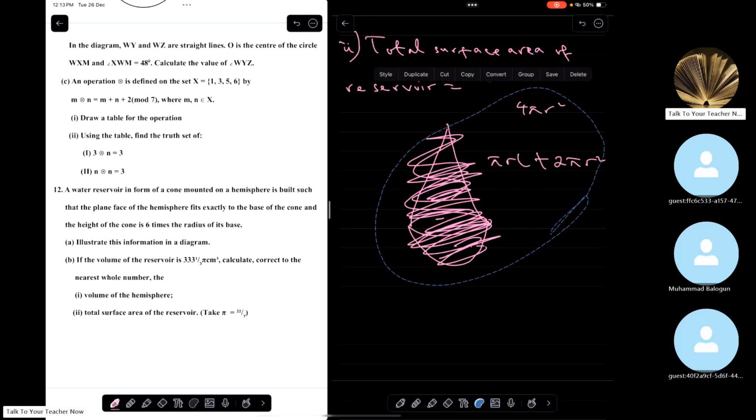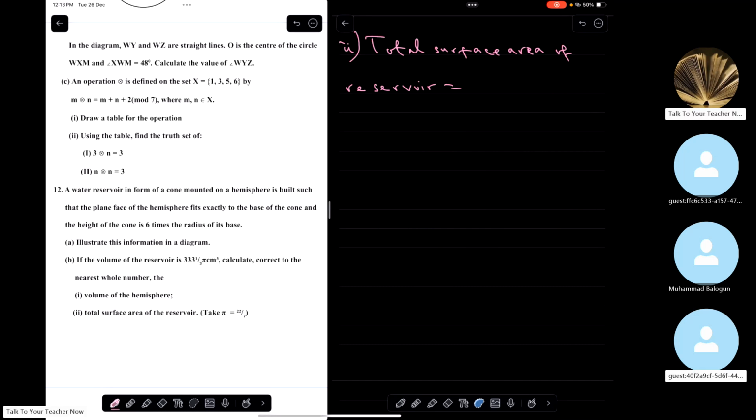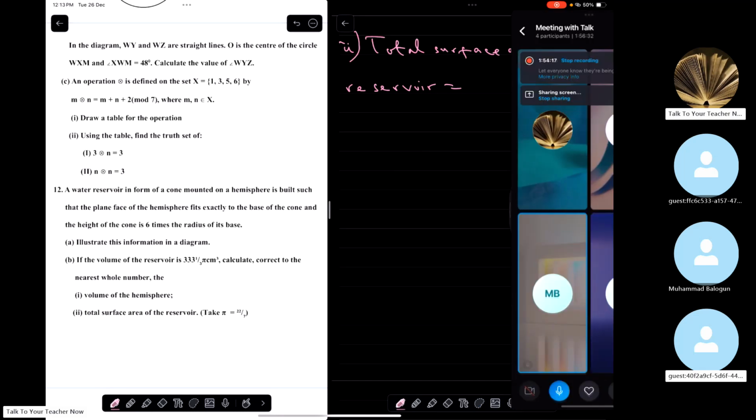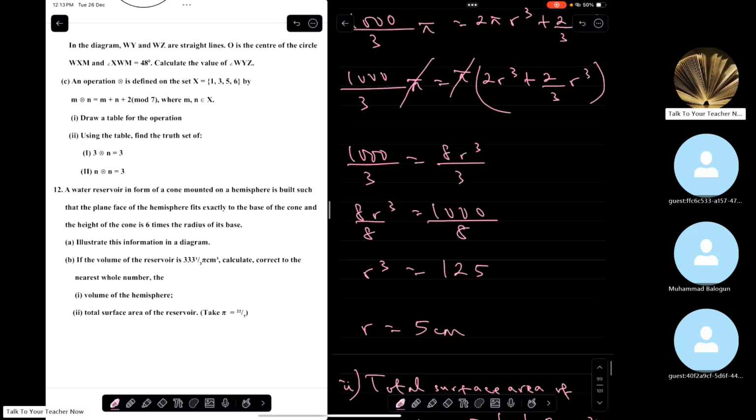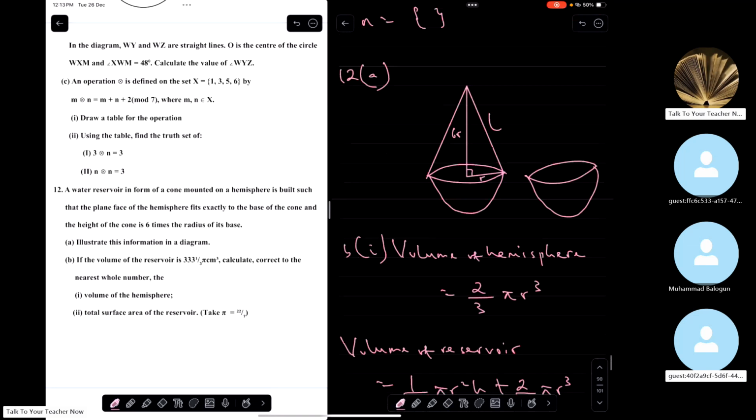Is Ajara back? Do you understand? So that's going to be pi r L. The surface area of a cone is pi r L, and that of the hemisphere is 2 pi r squared. So we need to find L. How do we find L from the cone? We know the height and we know the radius, so we can find L from the cone.